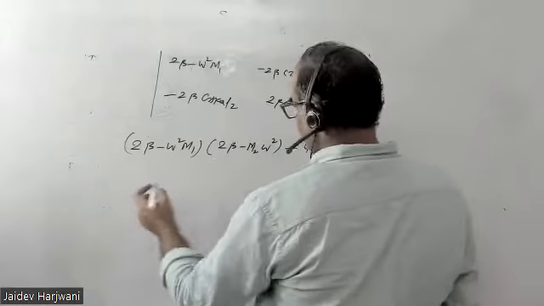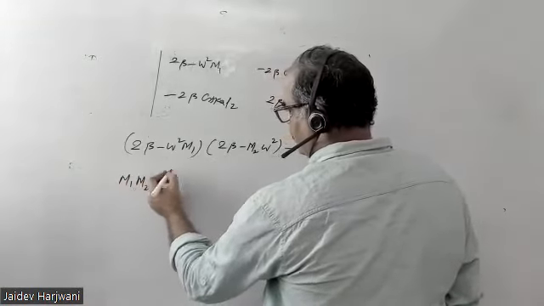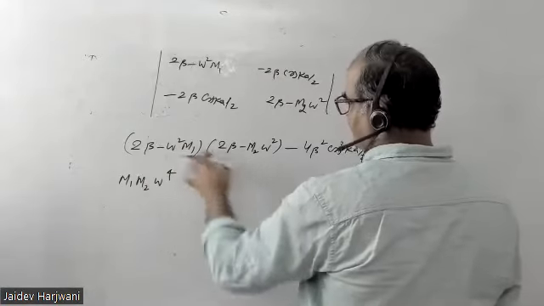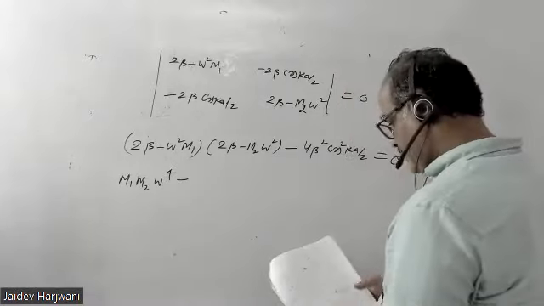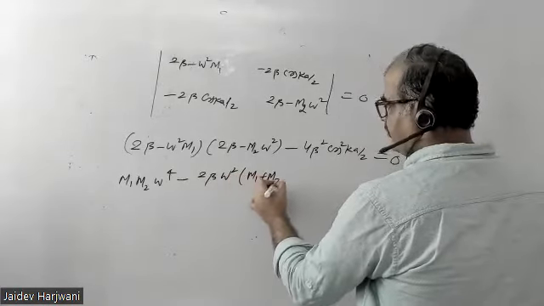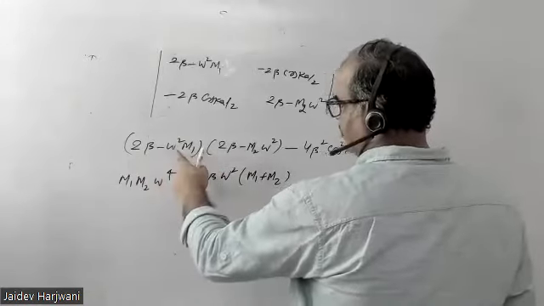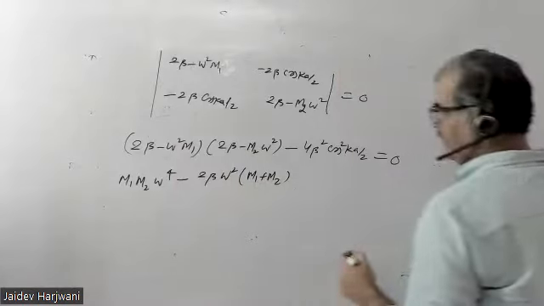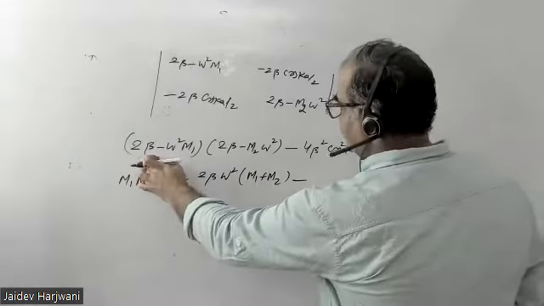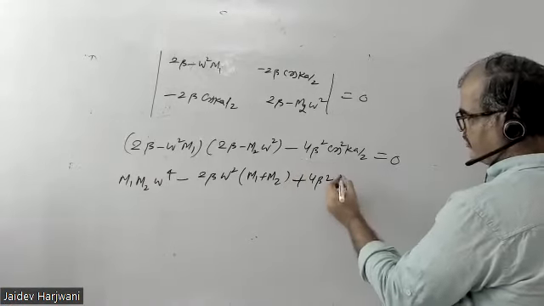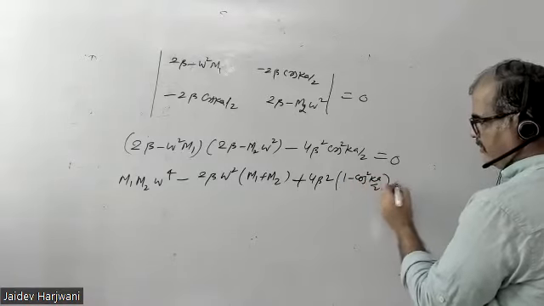If you multiply these terms, ω² times ω² will be ω⁴, so I can write m1m2ω⁴. Similarly, multiplying the others gives ω²m1·2β and 2βm2ω², so I can write −2β ω²(m1 + m2). I am just multiplying, four terms should come: first term ω⁴, then 2βm2ω² and 2βω²m1, so (m1 + m2). Finally the last term is 4β², so plus 4β². Already there is −4β²cos²(ka/2), so I can write 4β²(1 − cos²(ka/2)) equals 0.